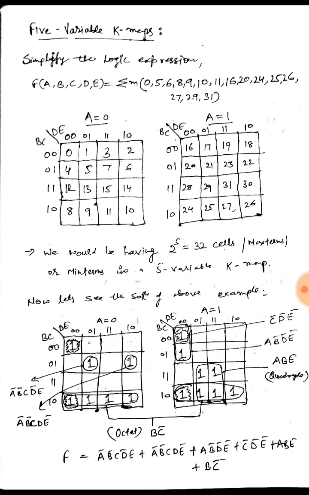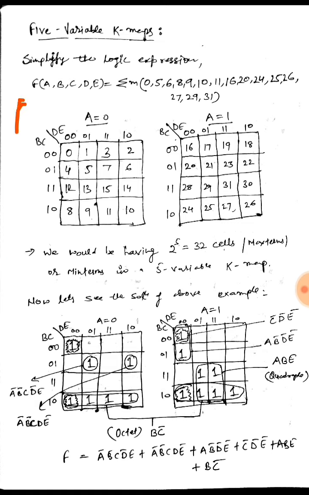So all the corresponding cells in these two K maps would be adjacent, that is 0 would be adjacent to 16, 2 would be adjacent to 18, 3 would be adjacent to 19, and 1 would be adjacent to 17. So you can see how the numbering is done.